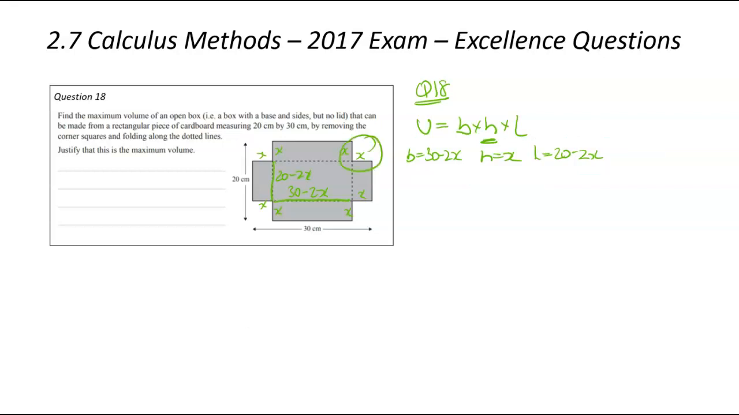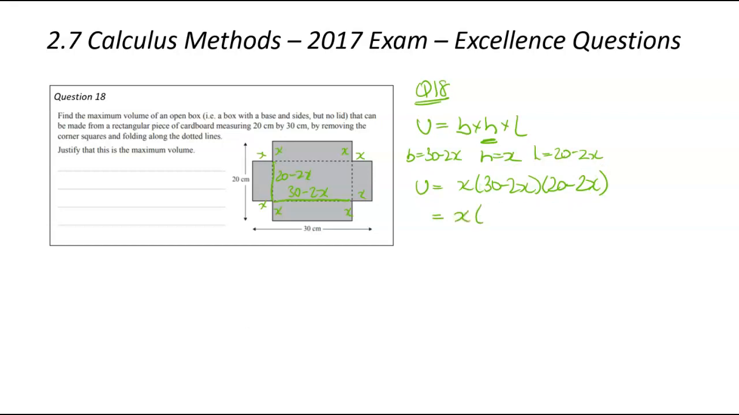And don't forget, x relates to the base and the width of the squares that we're cutting off from the corners. So v is going to be equal to x times 30 minus 2x times 20 minus 2x. We now need to just simplify this into a polynomial. So we're just going to need to expand. So I'm going to expand the double brackets first.